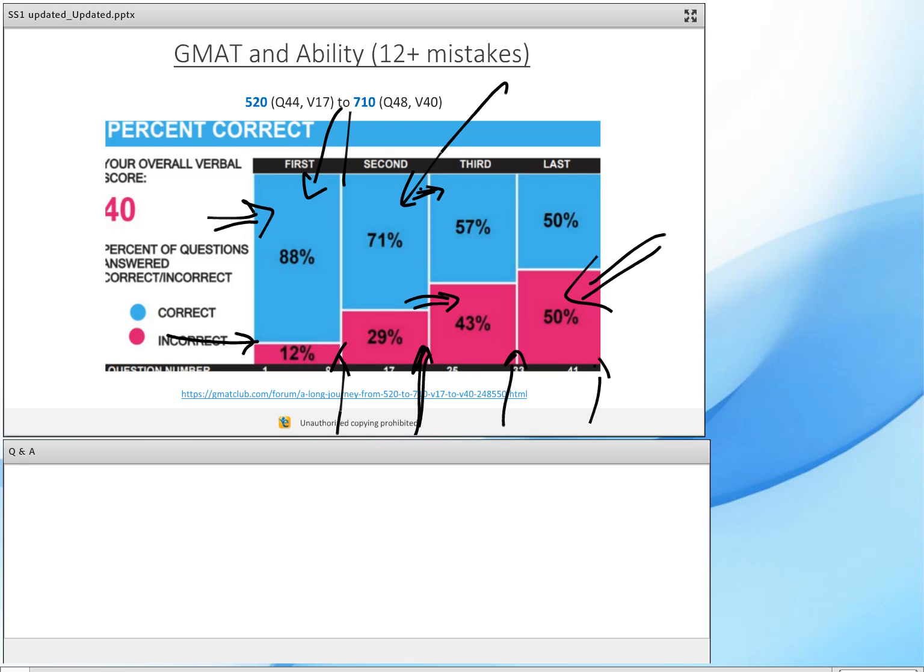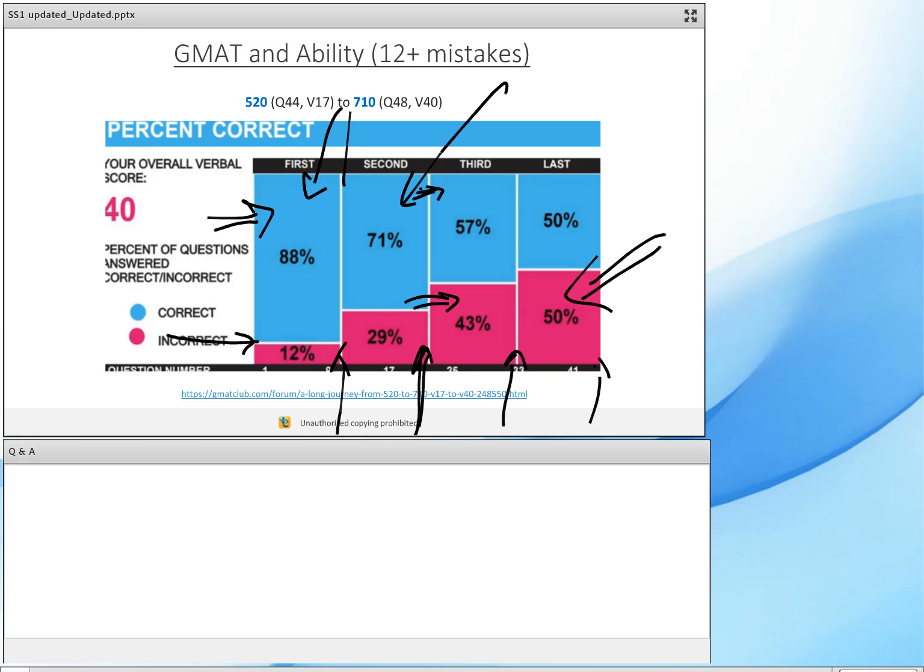The other piece is that ability and timing are 2 independent concepts. If you don't have the ability to solve a particular question, you can spend a ton of time on that, and you still won't be able to solve the question. You either know a question or you don't know a question. Spending more time has very little impact on increasing the probability of you solving a question correctly. So just timing would not do it. You have to build that ability.